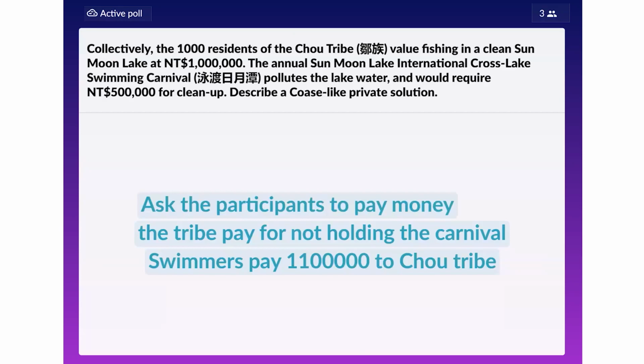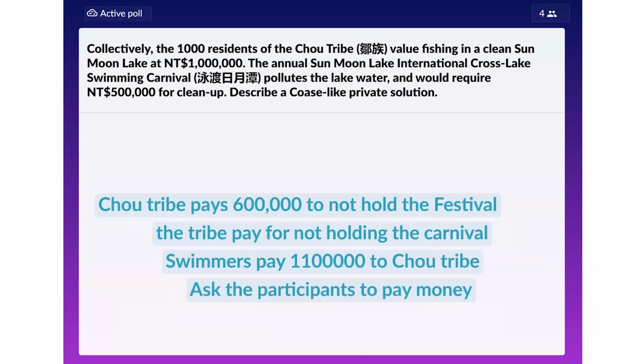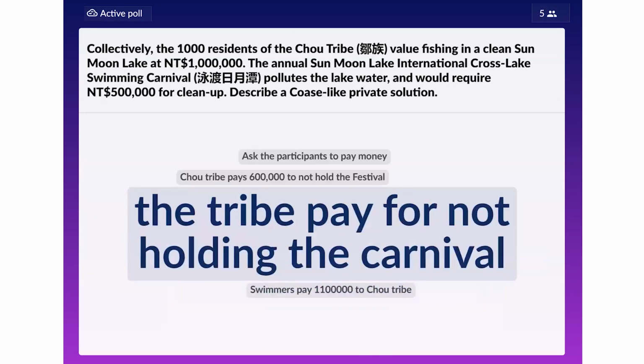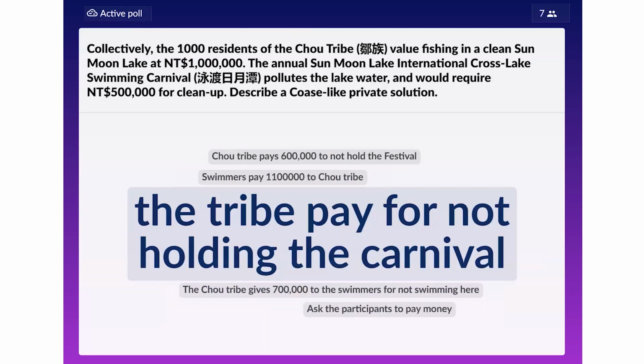Okay, quite a few have already answered. You can continue to type in your answer. Let's look at some of them. Like, the Zhou tribe pays 600,000 to not hold the festival, gives 700,000 to swimmers for not swimming there. Participants pay to the tribe. The tribe pays for not holding the carnival. Residents of the Zhou tribe pay the swimmers to do the cleanup. The total benefit is still above zero. Swimmers will have to pay fees for participating.